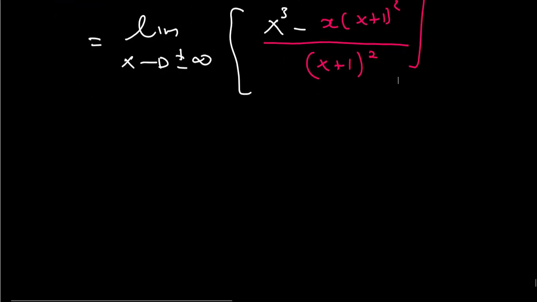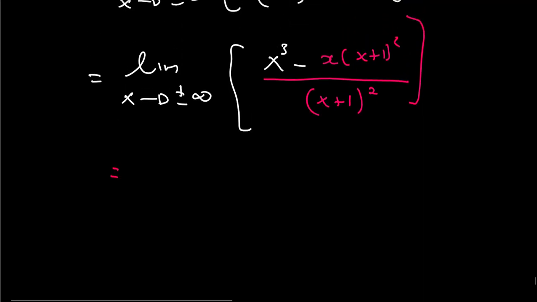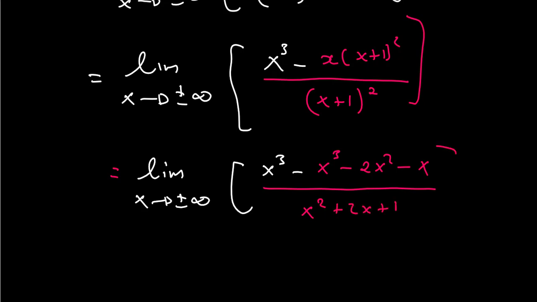So more simplifications, we get the limit as x approaches plus or minus infinity of x cubed minus, if we open up that bracket, x squared plus 2x plus 1, so if we multiply we have minus x cubed minus 2x squared minus x, all of this divided by, let me expand that, x squared plus 2x plus 1, so that's what we get.